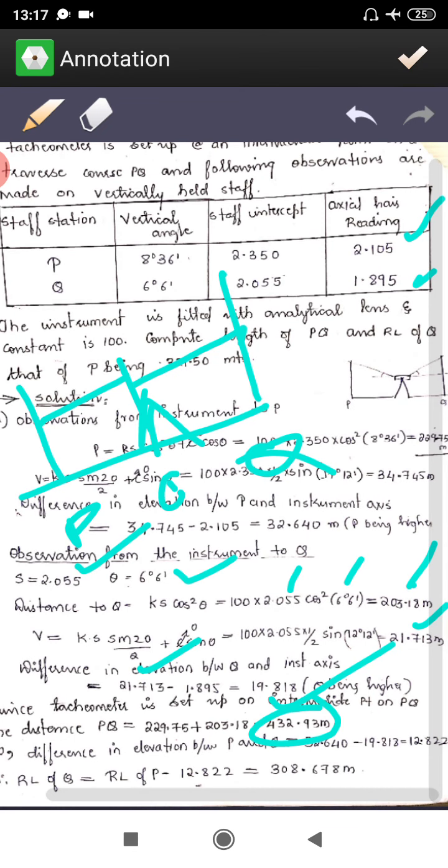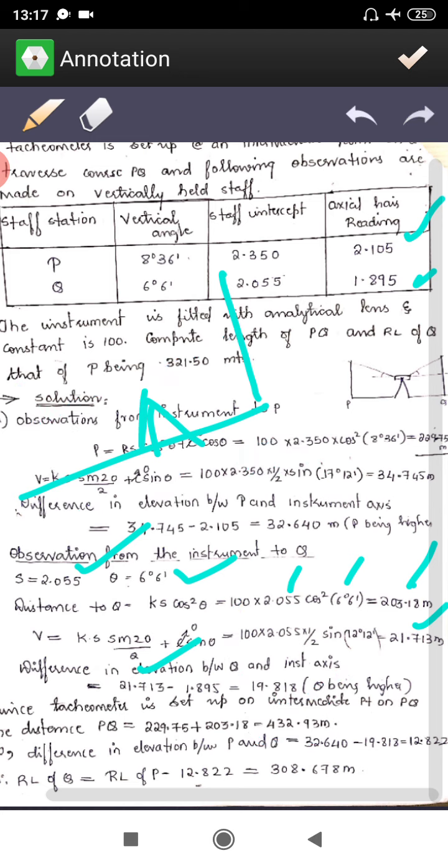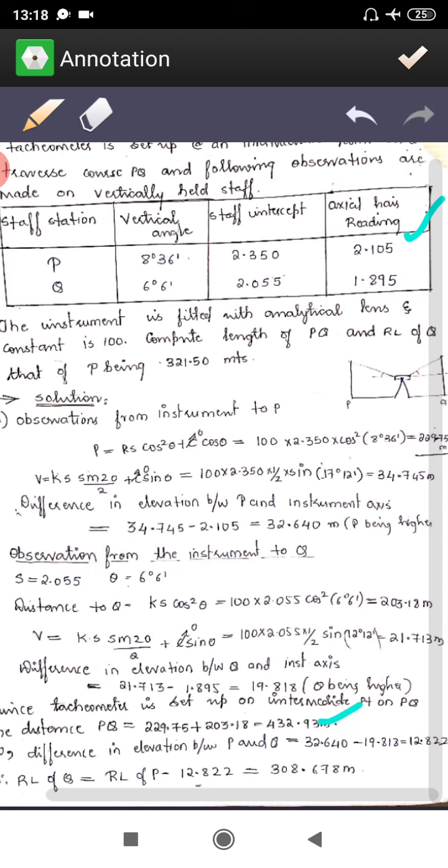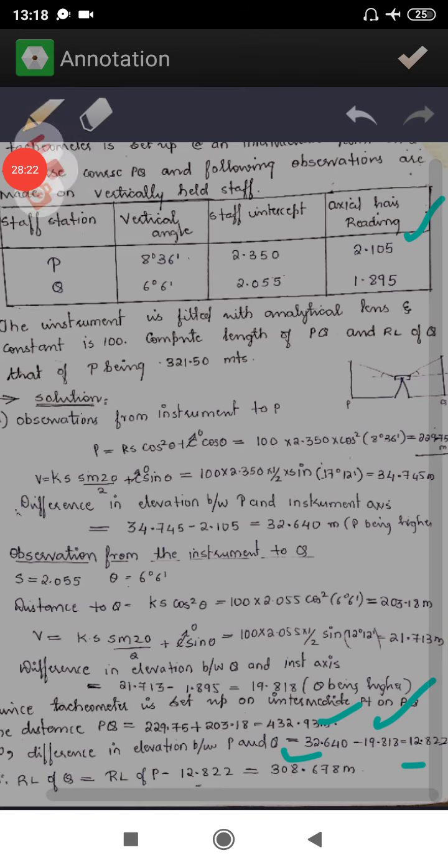Then you will have the RL of P, right? The difference in elevation between P and Q also you can determine here. If you see that, the difference is 32.640 and 19.818. So you are going to have 12.822. Then RL at Q is equal to RL of P minus 12.822. It is going to have 308.678 meters. This is a very important problem, you just keep in mind and check how to solve such kinds of problems.